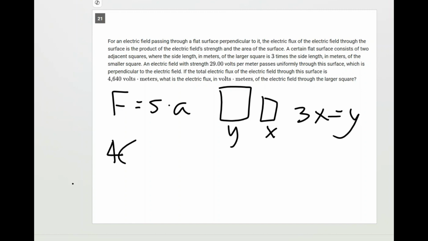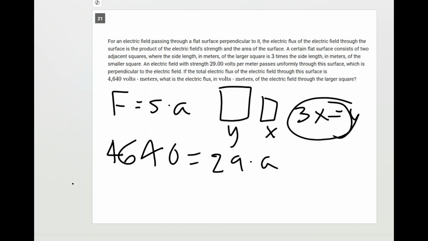So the flux is 4,640 equals strength 29 times A. And the area of a square is length of the side squared, so it's going to be y squared plus x squared, but you want to get all of the equation into one variable. So you're going to substitute this equation in for x.